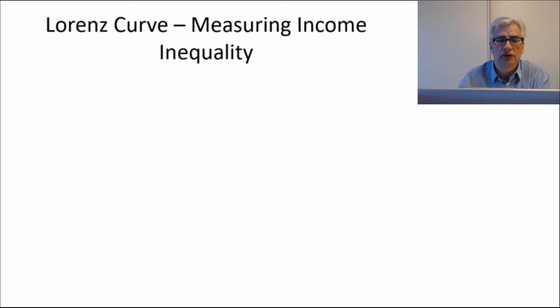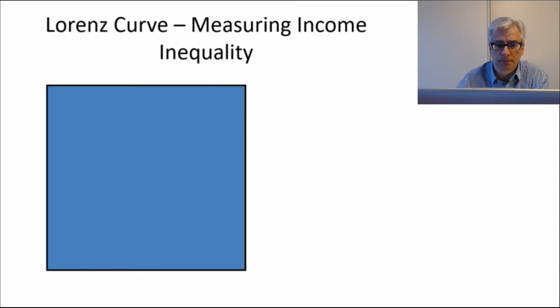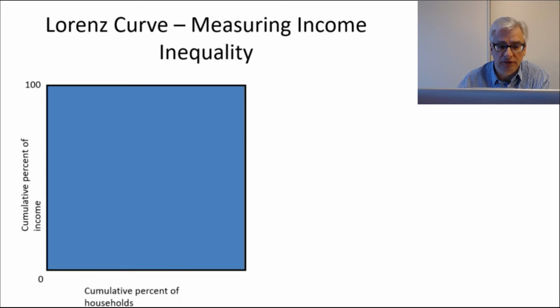We do it using the so-called Lorenz curve. Let's see this Lorenz curve here. First of all, the axes. The vertical axis represents cumulative percent of income. So that spans from 0 to 100%. The horizontal axis shows us cumulative percent of households. Again, that spans from 0 to 100%.